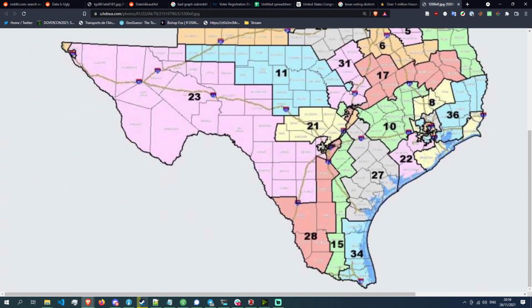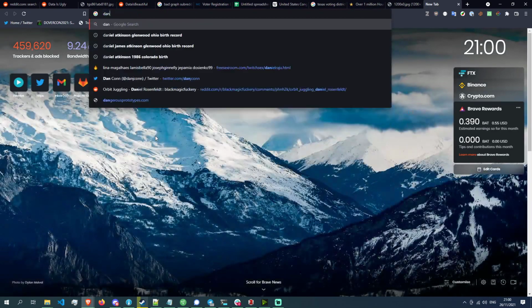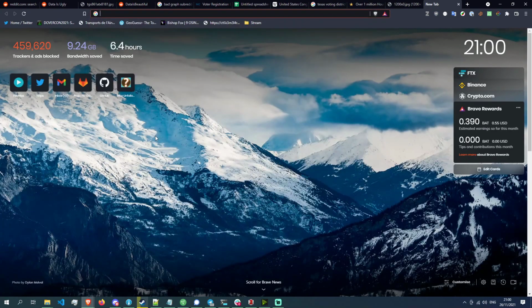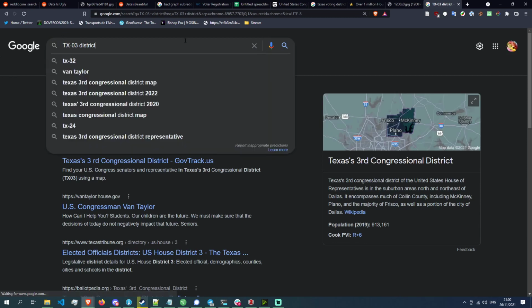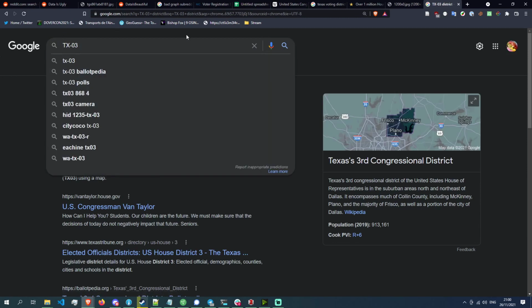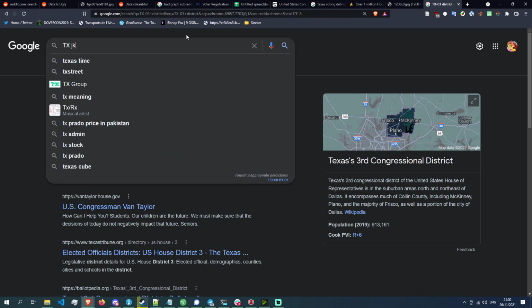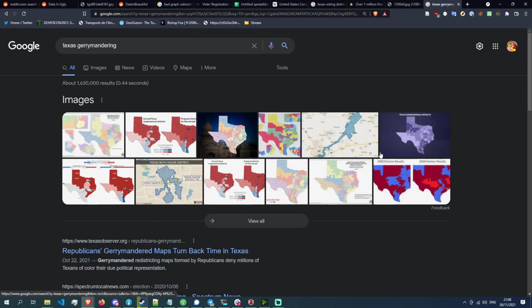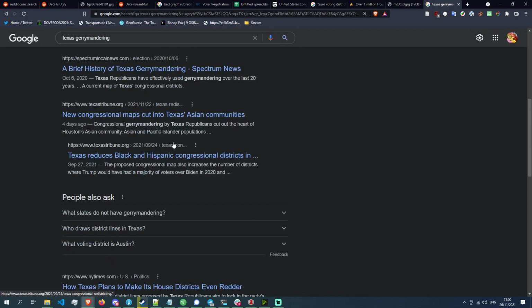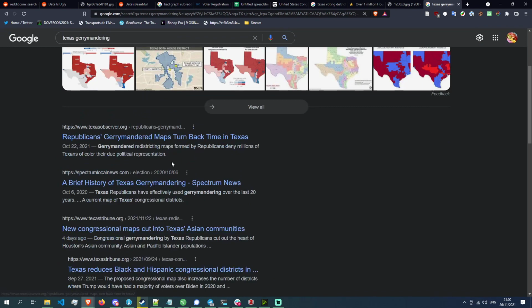It's honestly pretty fun to look at. If you look at, for example, Texas, what is Texas even doing? I think it was the Texas 03 district, which was weird. I don't know. There was something about Texas gerrymandering. There we go. Me thinking that gerrymandering would be written normally. Right. So, turn back time, Texas.